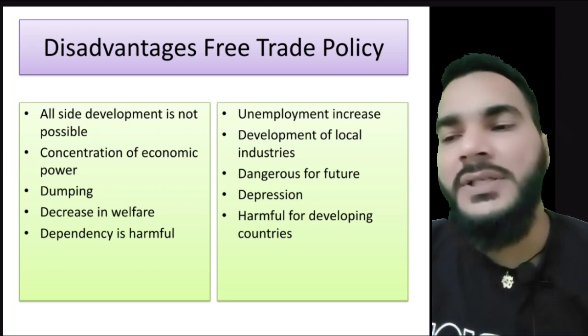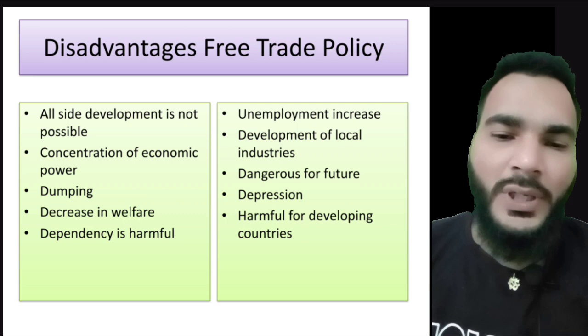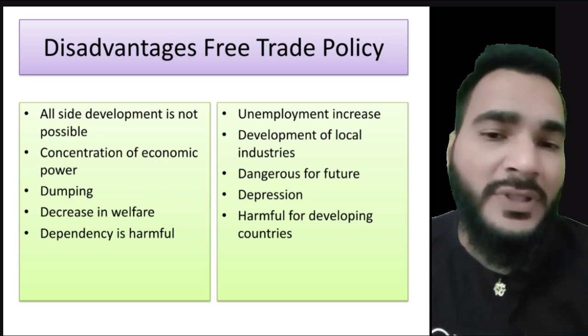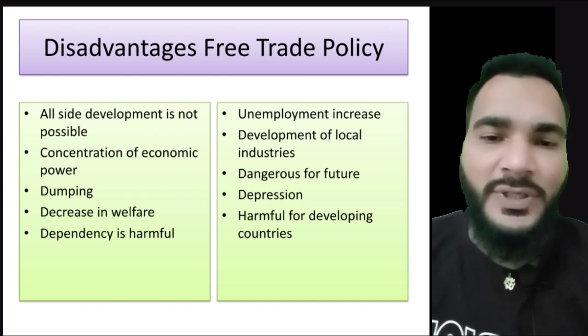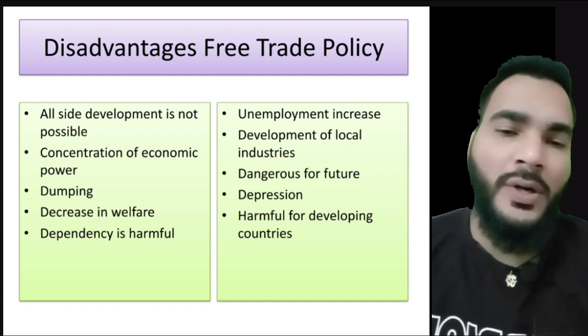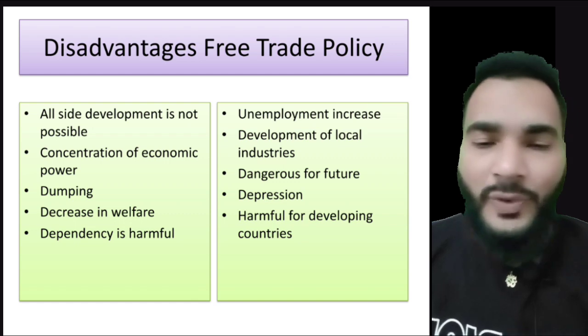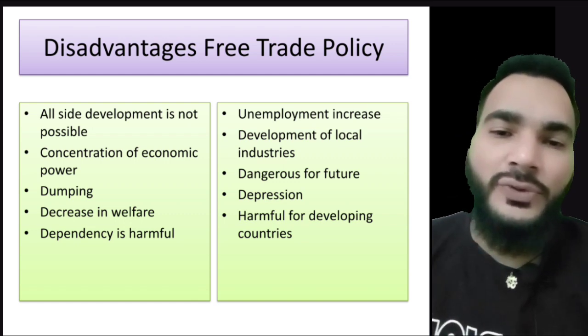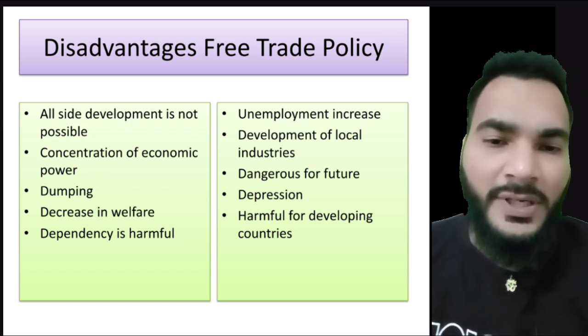And then we have danger for the future, which we already discussed, that dependency is not good. What happens if the relation between two countries is damaged, or is not good or not well? In that case it will be dangerous for the future also, because we are relying on different countries.